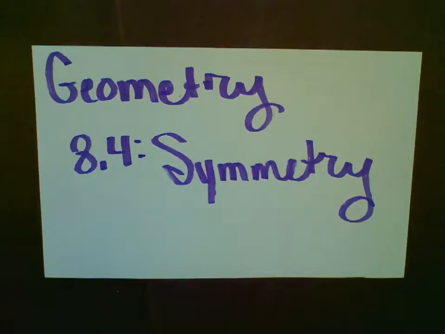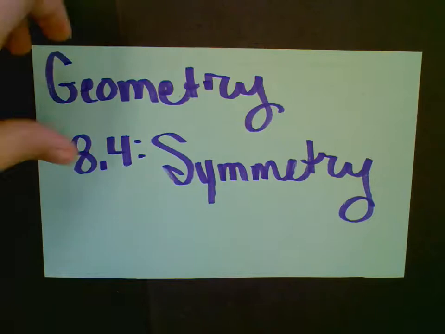Hi everyone, so this is our last lesson in chapter 8 and it's all about symmetry. And we talked a little bit about this when we did reflections because that line of reflection is like a line of symmetry and it creates a mirror image on either side. But now we're going to go into a little bit more detail about what kind of symmetries different shapes can have.